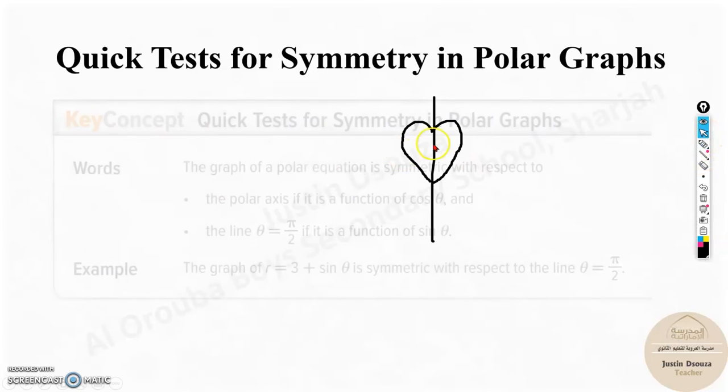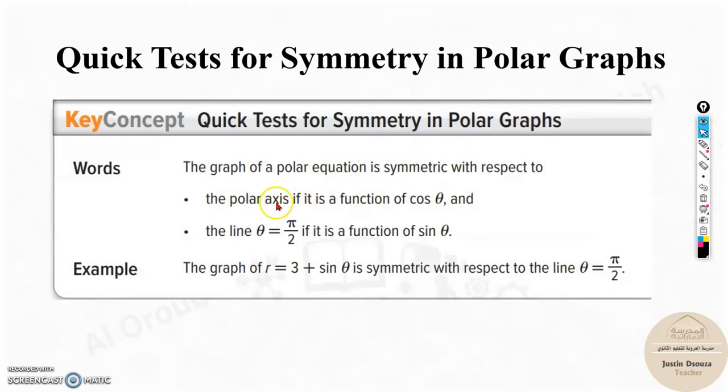Now the speciality in polar graphs is, if the equation, the function, has cos theta, then the symmetry is about the polar axis. If any question has cos in it, then about the polar axis, the horizontal line, it will be symmetrical. If I have, say, a shape like this, then over here it must be exactly like this. Now there's no graph like this, but I'm just giving you an example. Up and down will be the same.